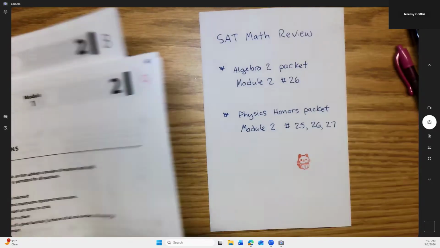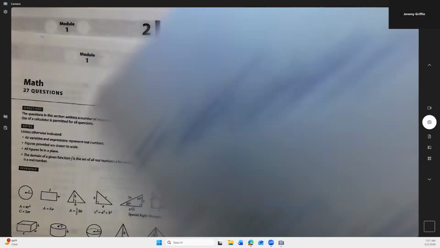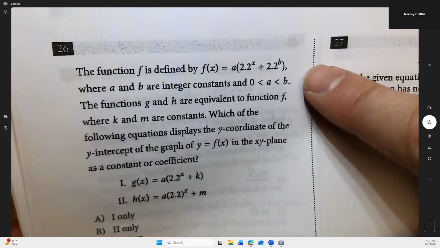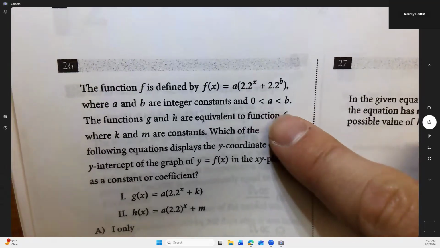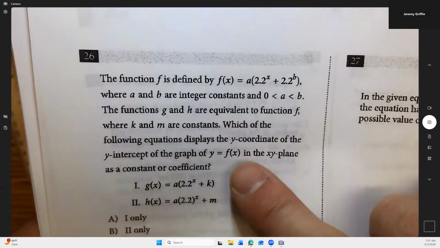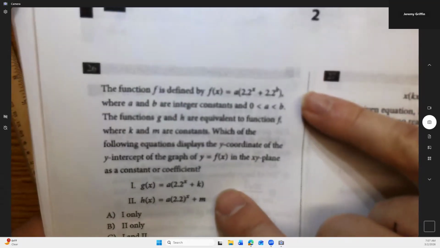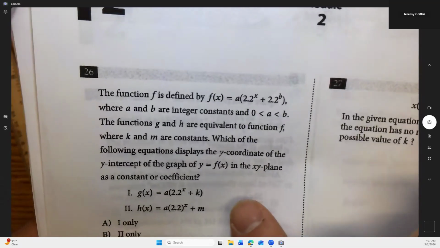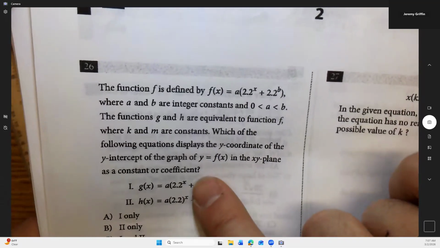All right, let's start with this math question here. This is going to be number 26 from the packet. Flip over to that. We got this function f is defined by this expression here, where a and b are constants and x and y are variables. The functions g and h are equivalent, where k and m are constants. But remember, g and h are actually the same as f of x, just rewritten somehow. Which of the following equations displays the y-coordinate of the y-intercept as either a constant or a coefficient?